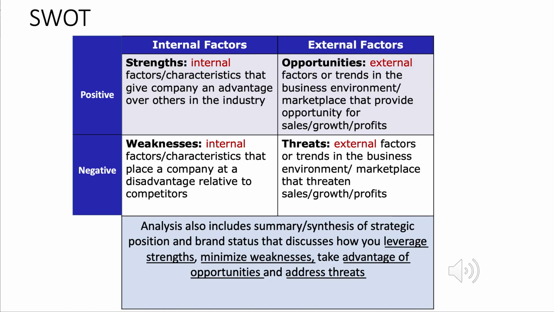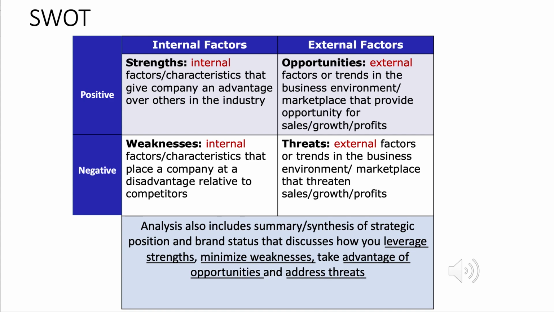In SWOT, S stands for strengths, W stands for weaknesses, O stands for opportunities, and T stands for threats. Strengths refers to the internal factors that give a company an advantage over others in the industry. Weaknesses are also internal factors that place a company at a disadvantage relative to the competitors, while opportunities refer to the external factors or trends in the business environment or marketplace that provide opportunity for sales, growth, or profit.